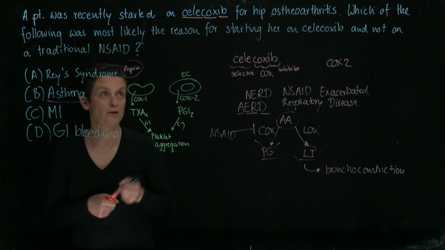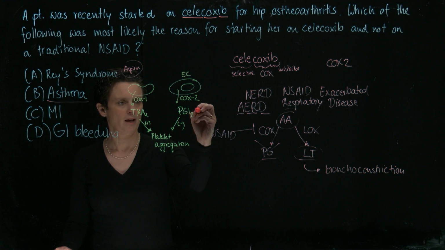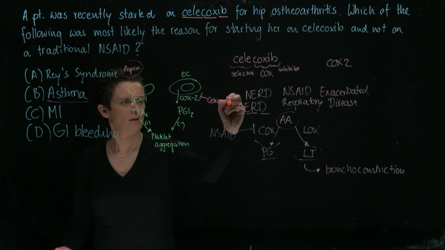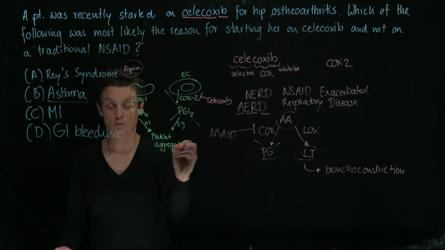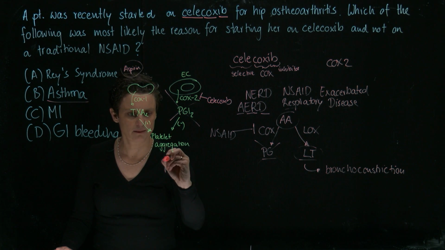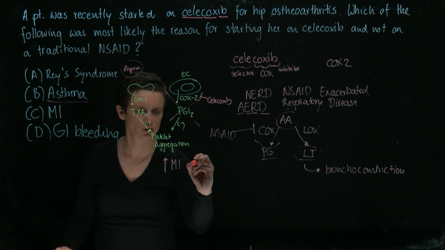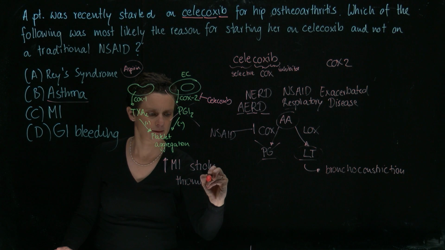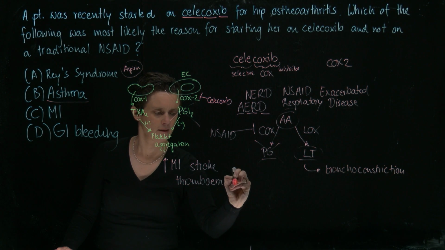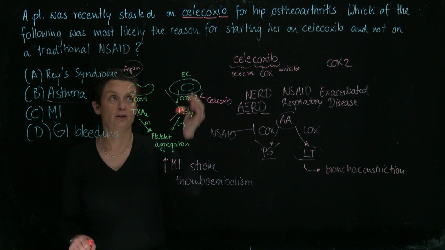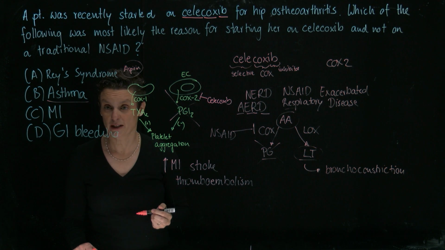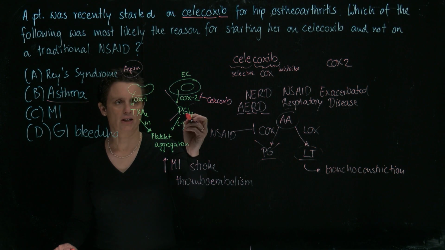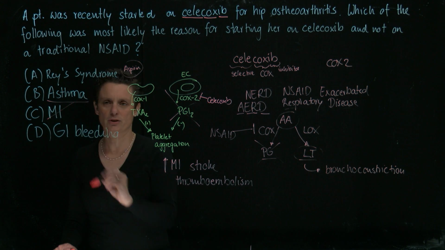So let's start thinking first, okay, what's going to happen when I use Celecoxib? Well, then I'm blocking COX-2 with Celecoxib. So this goes away. So I'm going to promote platelet aggregation, which means I'm going to be at increased risk for MI, stroke, thromboembolism. So in fact, when we use Celecoxib, she would be at increased risk for MI compared to maybe other traditional NSAIDs. So that's definitely also another reason.